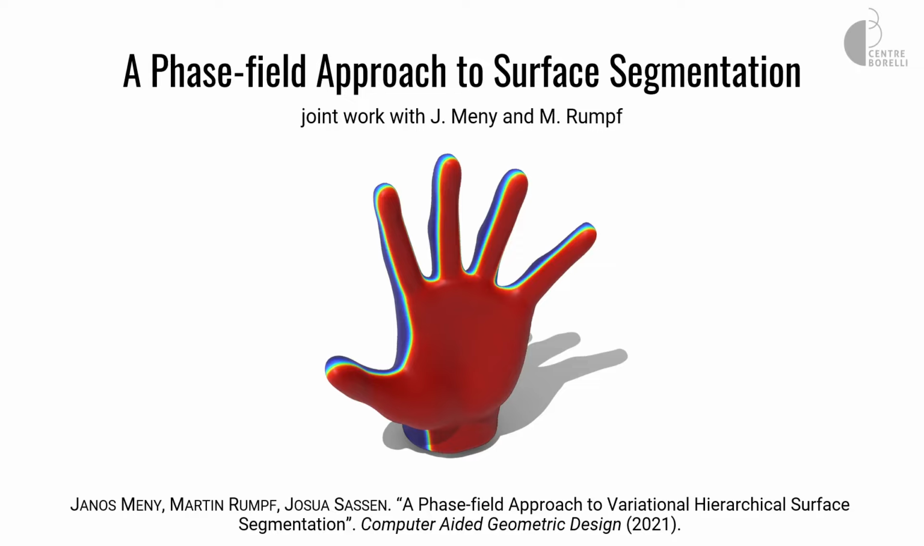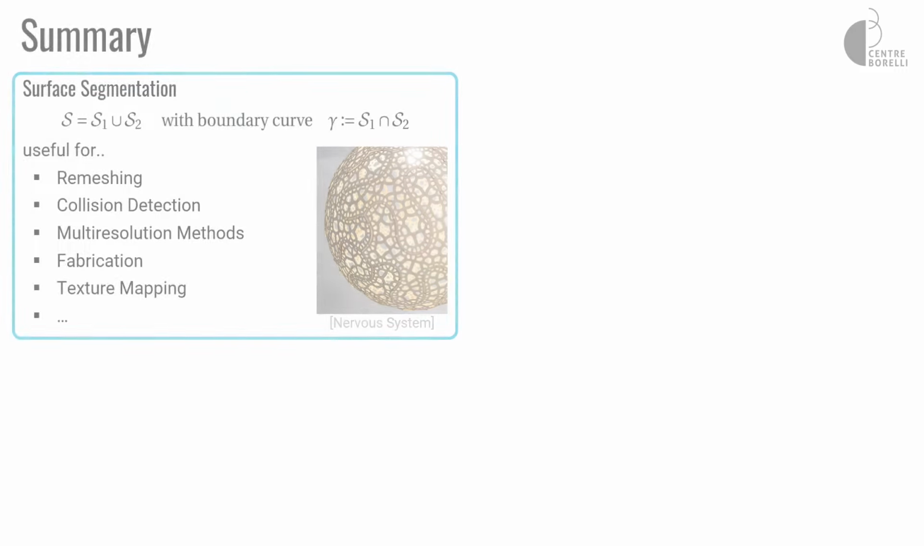Basically what we did here is a surface segmentation, and we created a phase field model to segment the surface into multiple parts for various reasons. This has been joint work with, again, my PhD supervisor, Martin Rumpf, and Janosch Meni, who was a master's student in our group. This is also the outcome of his master thesis, and he did all the computations and created nice images, so I just stole them from him.